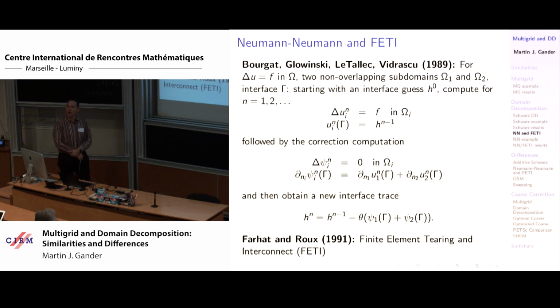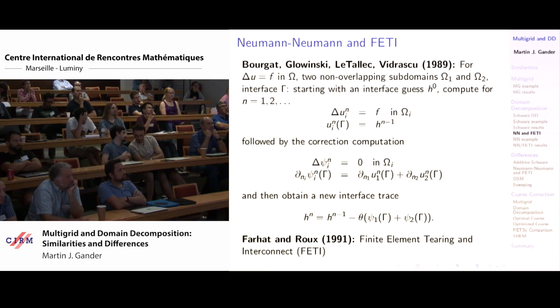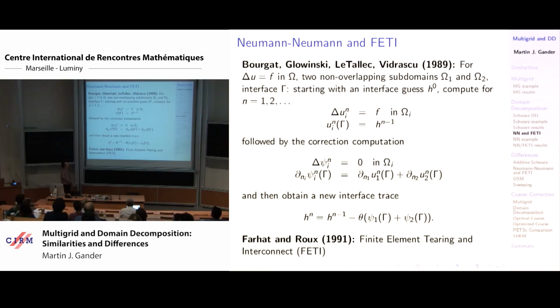Then there are the Neumann-Neumann and FETI methods. We've seen a lot about the FETI methods. The Neumann-Neumann method goes back to a publication by Bourgat, Glowinski, Le Tallec, and Vidrascu in 1989. And I'd like to give you the method exactly like they describe it. It's a method that has two major steps, and I just describe it for two subdomains like I did for the Schwarz method. So how does this method work? You have to start with some guess at the interface between the subdomains, and there is no overlap. So it's not like Schwarz, there's no overlap.